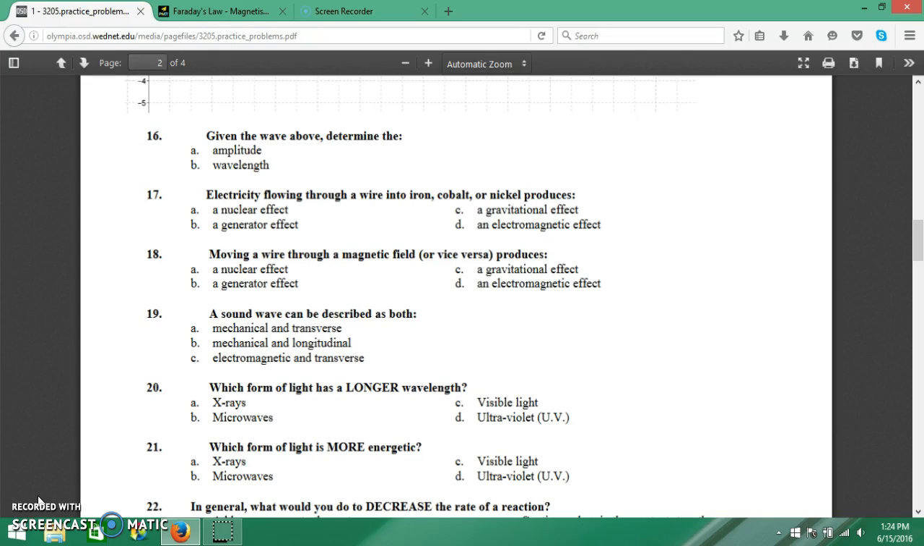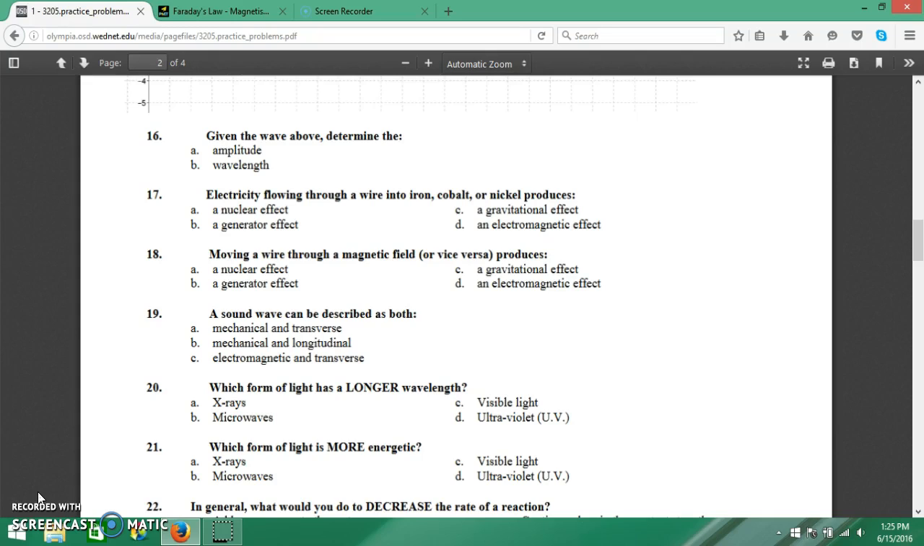And then 18 is saying the opposite. When you move a wire through a magnetic field, or vice versa, meaning you take a magnet and move it through a wire, then you'll produce electricity. That's called the generator effect, and your book talks about that as magnetic induction. So there are different names meaning the same thing, but really what we're saying on 17 and 18 is that electricity can create magnetism, and on 18, magnetism can create electricity.